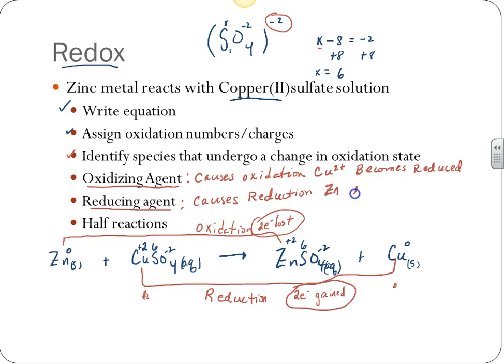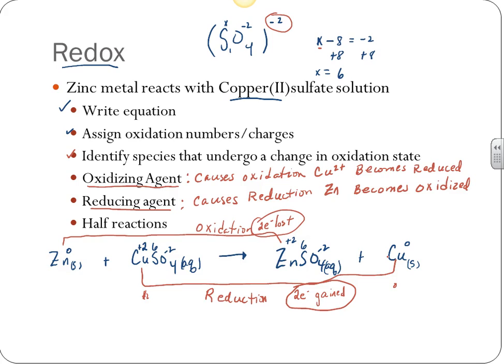But what happened to zinc? Becomes oxidized. For the zinc, it started with 0, but it goes to positive 2, so it gave some electrons away, reducing the copper from 2 to 0. Now, what about the sulfate? Any change there? Sulfate didn't go through any change at all. There's no change in oxidation state.